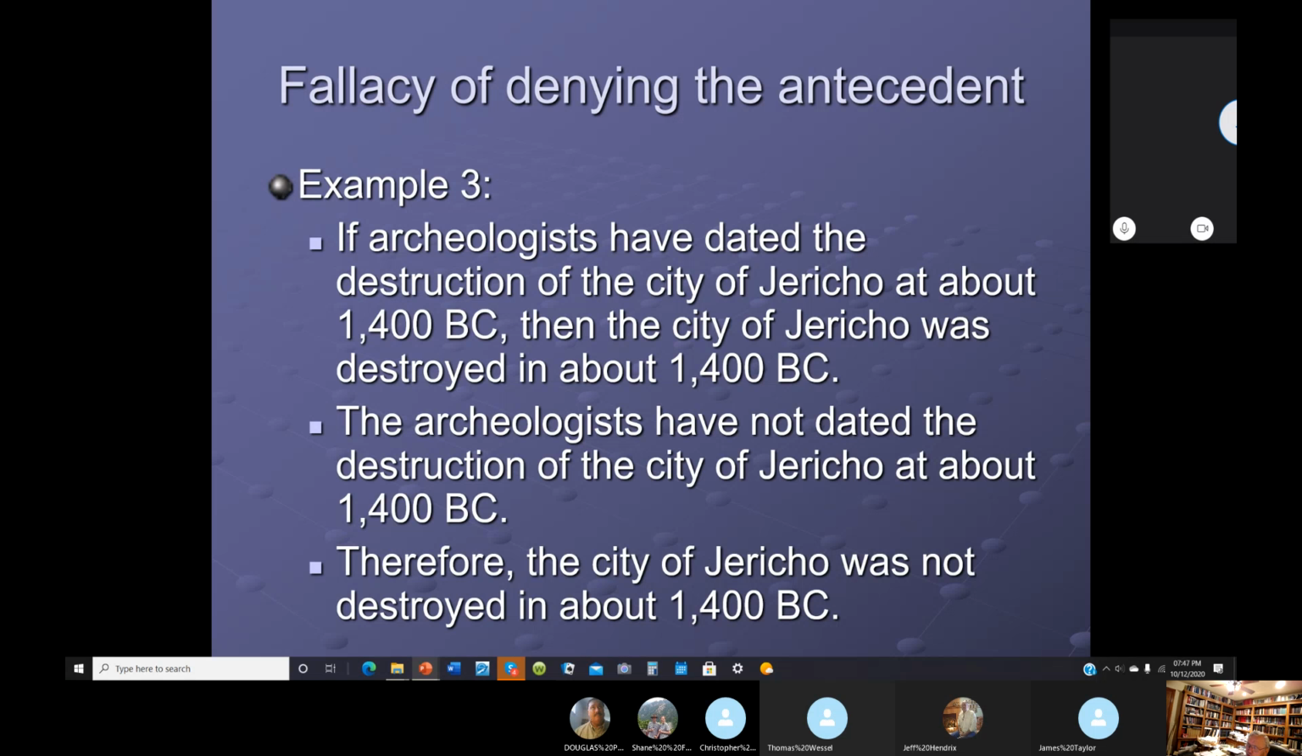Let's look at the next argument we have here. Here's another argument made, and I'll cite you where it's found. If archaeologists have dated the destruction of the city of Jericho at about 1400 BC, then the city of Jericho was destroyed in about 1400 BC.